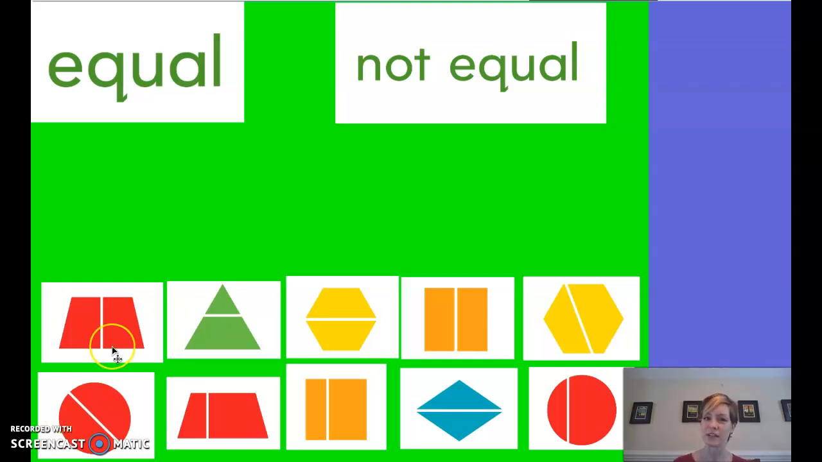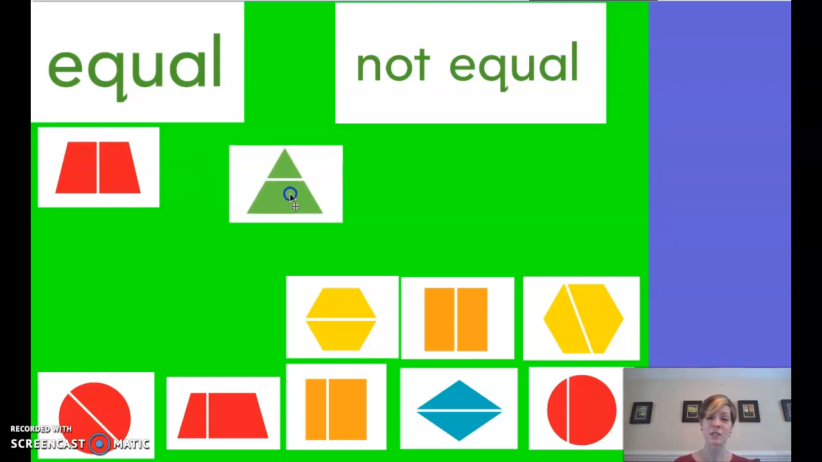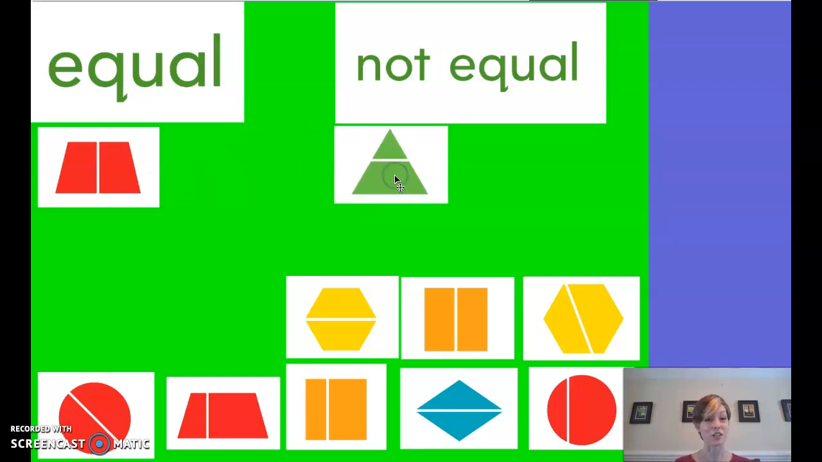So let's start with our trapezoid here. What do you think? The two pieces on either side of that white line, do those look like they are the same size to you? They look like they're the same size to me. So I'm going to slide this picture up here because that is showing me equal shares. What about this triangle here? It's cut into two pieces, but they're definitely not the same size. They're not even the same shape. This piece is a triangle. This piece is a trapezoid. So there is no way that that picture is showing me equal shares.